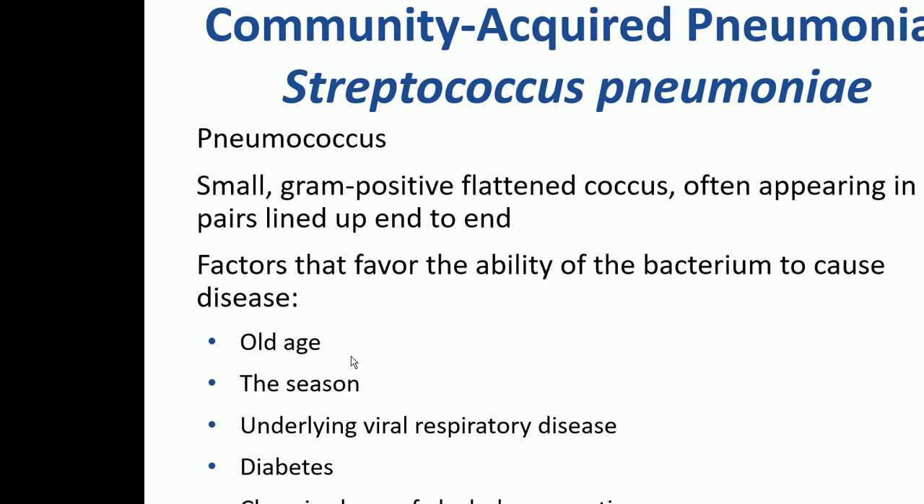First of all, the pneumonia caused by Streptococcus pneumoniae, or these bacteria are also called pneumococcus. These are small gram-positive flattened cocci, and these are some of the factors that favor the ability of the bacteria to cause disease, like old age, the season, and diabetes.